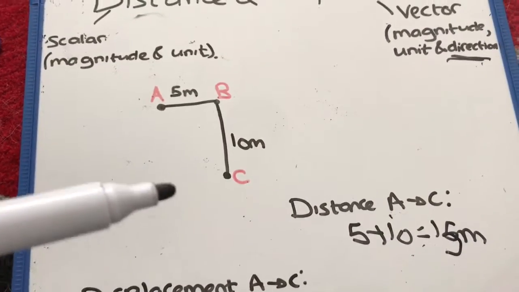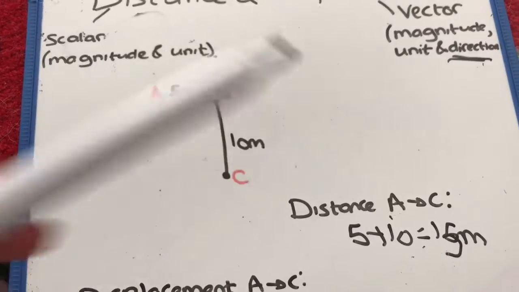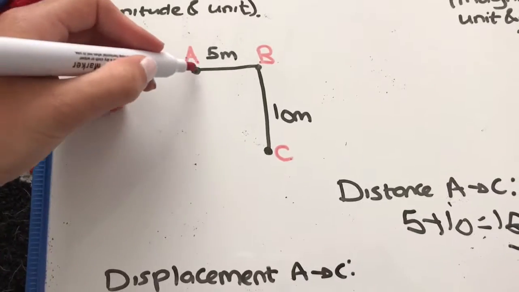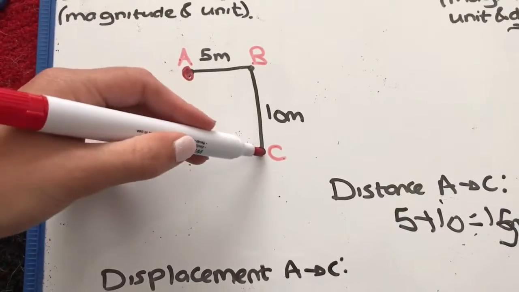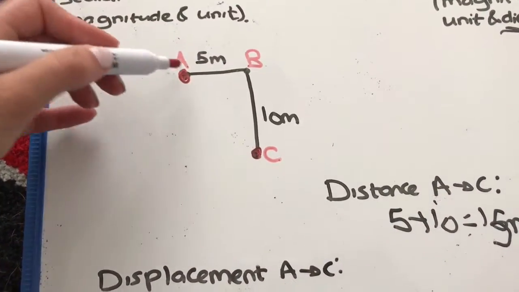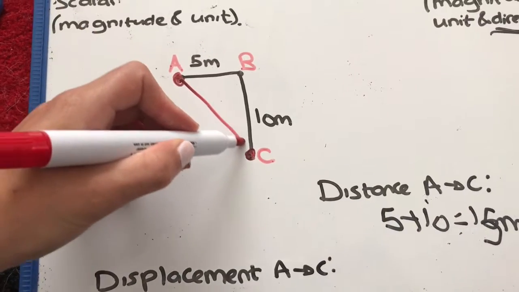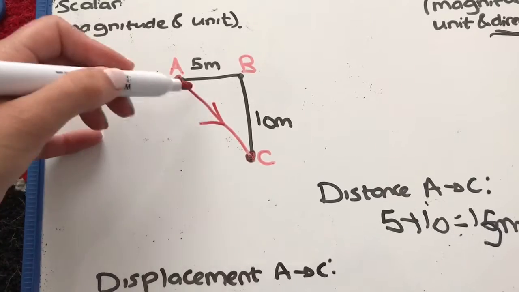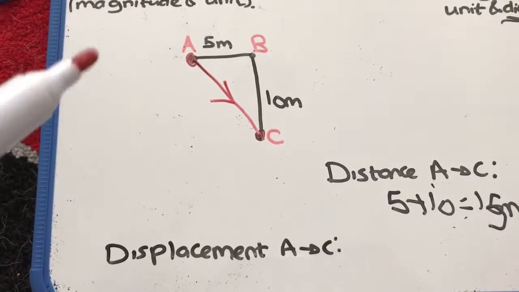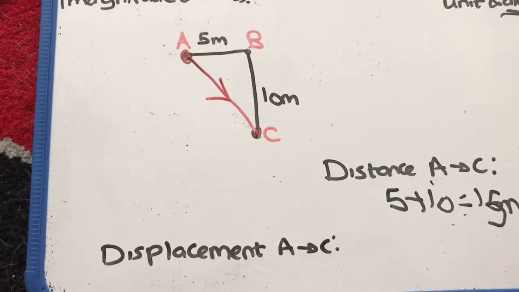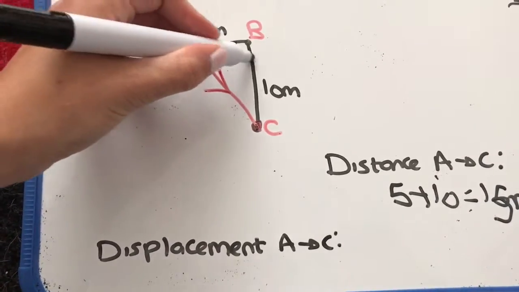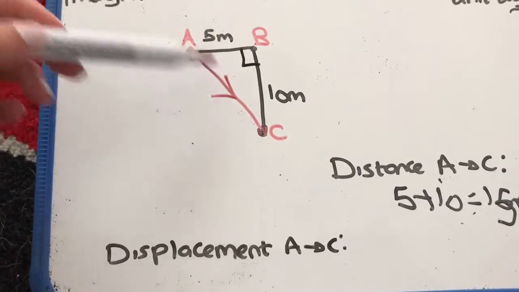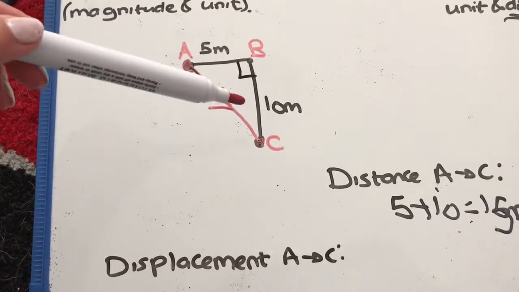If we're looking at displacement, however, that is different. It has a magnitude, a unit and a direction. So I'm starting at A and I want to finish at C. My displacement is simply the shortcut path I'm taking here. Now if we look at this triangle, it's not the best drawn, I do apologise, this should be a right angle, and how do we find this hypotenuse? We would use Pythagoras' theorem.